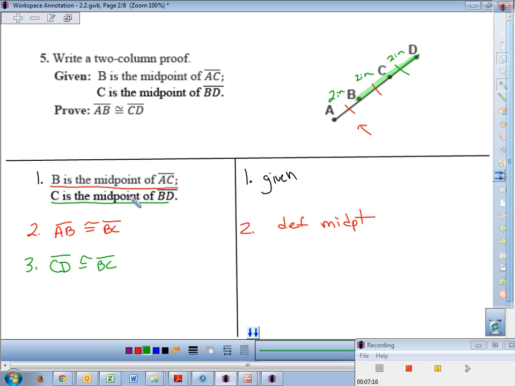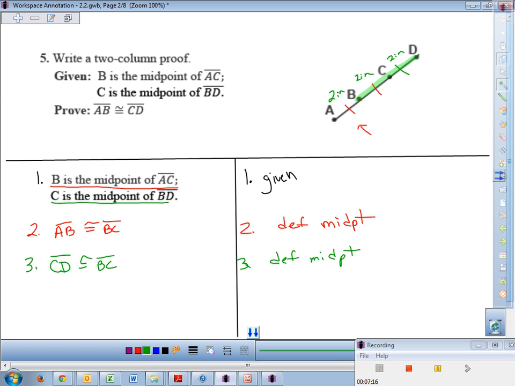Because of this. Didn't they tell me so right here? And isn't that what that word means? So what's our justification? Definition of midpoint. If they give you 2 midpoints, you should use the definition of midpoint twice. That's how it works. It's just that simple. If they give you a midpoint, you will use the definition of midpoint. If they give you 2 midpoints, you will use the definition of a midpoint twice.